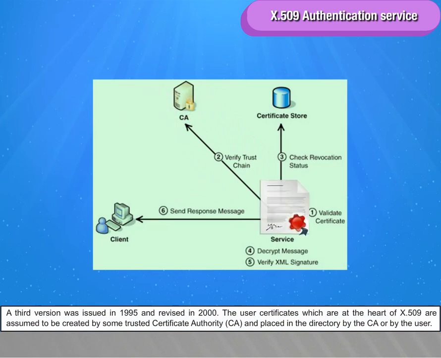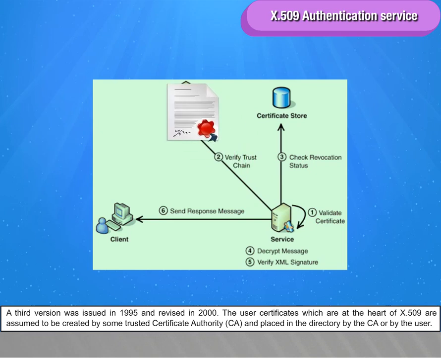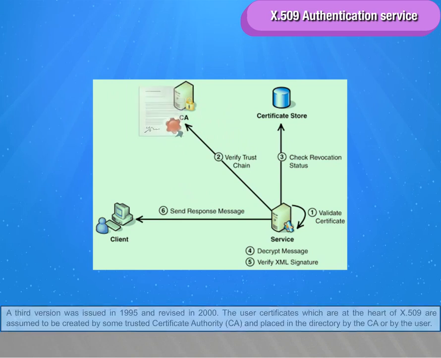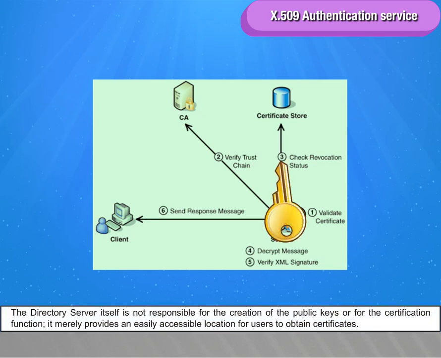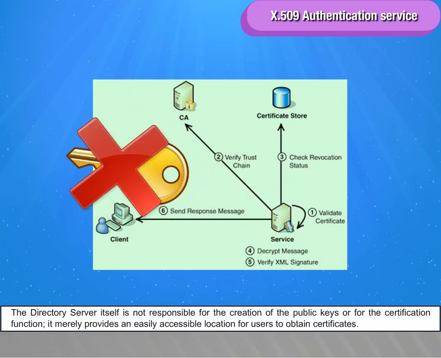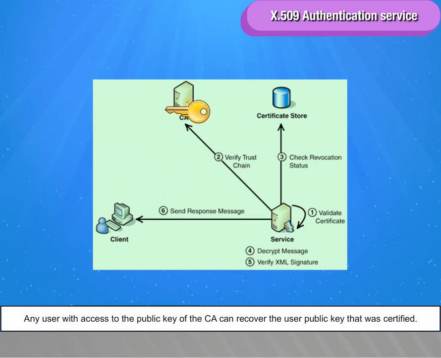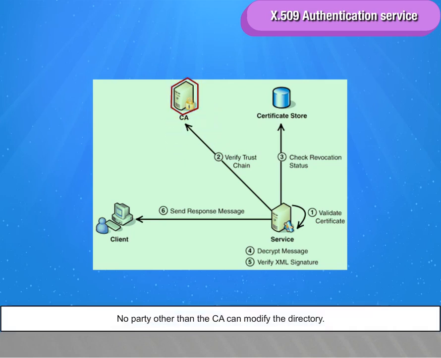The user certificates, which are at the heart of X.509, are assumed to be created by some trusted certificate authority (CA) and placed in the directory by the CA or by the user. The directory server itself is not responsible for the creation of the public keys or for the certification function. It merely provides an easily accessible location for users to obtain certificates. Any user with access to the public key of the CA can recover the user public key that was certified. No party other than the CA can modify the directory.